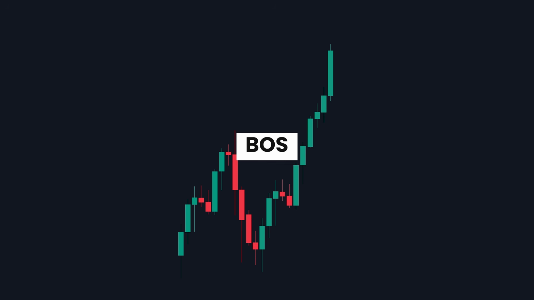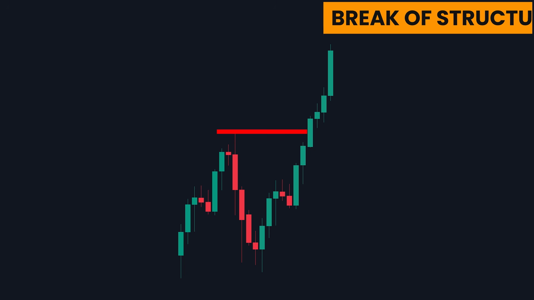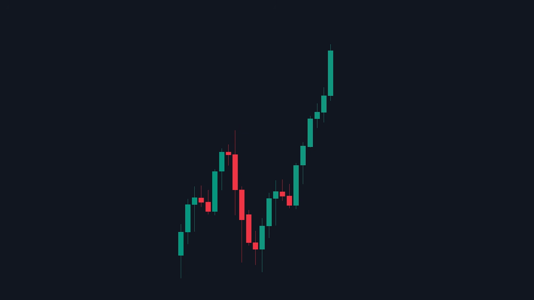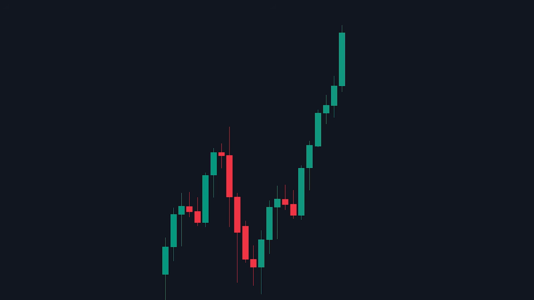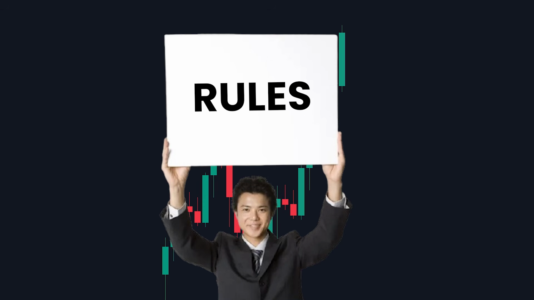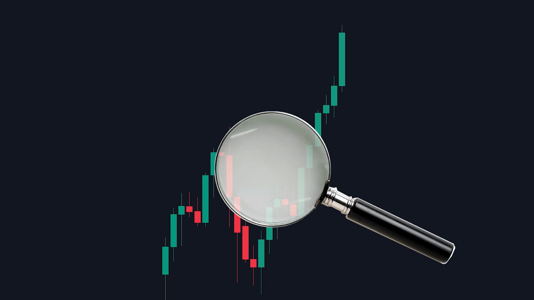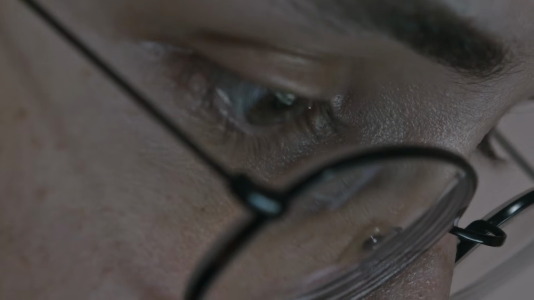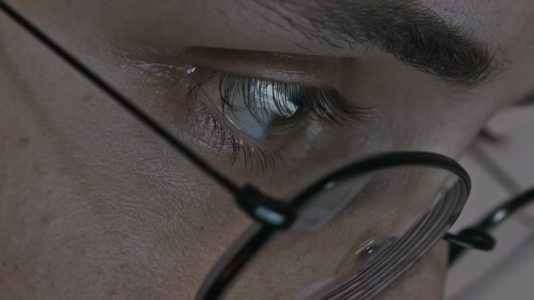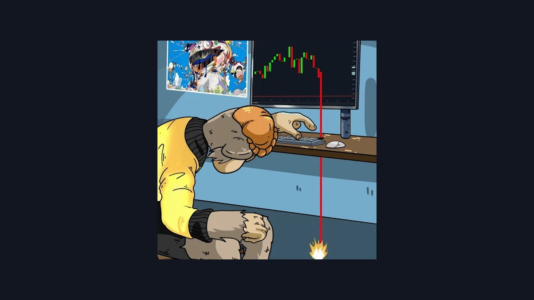BOS. The second concept is the break of structure. Understanding BOS patterns will dramatically improve your trade timing and selection. There are specific rules that you absolutely must follow to identify a valid break of structure. Miss these rules and you'll find yourself entering trades just as smart money is preparing to move against you.